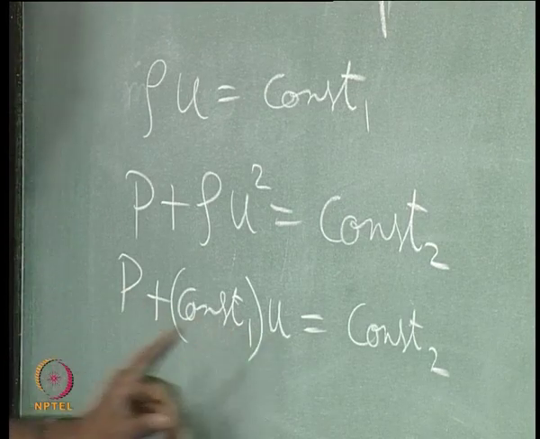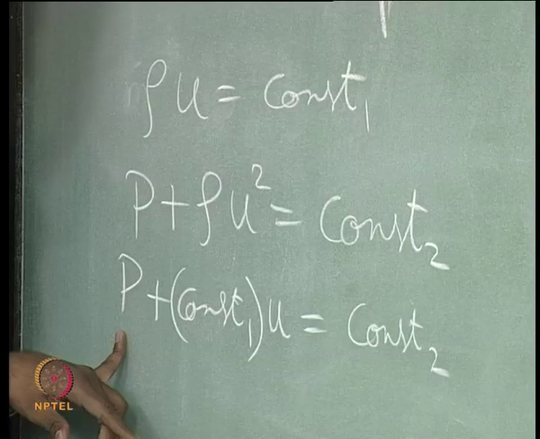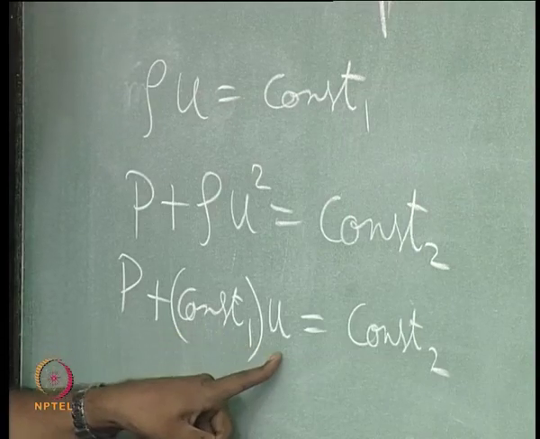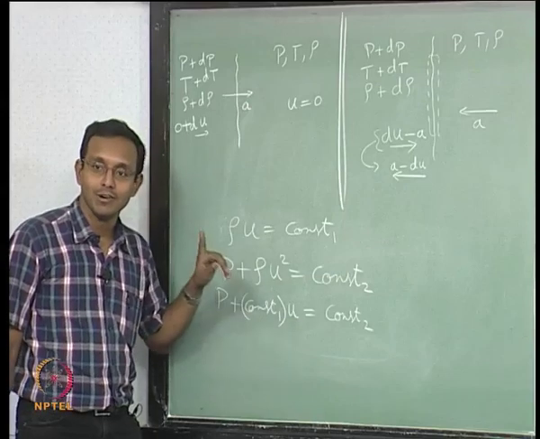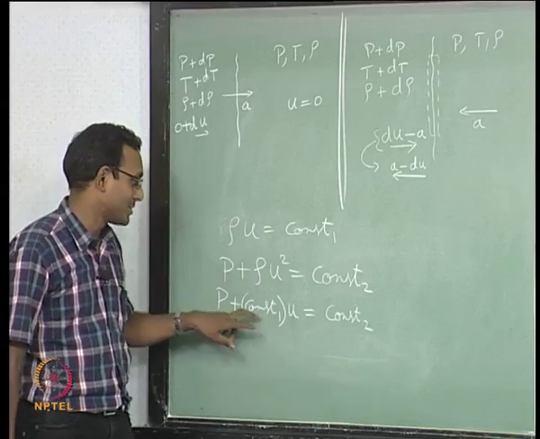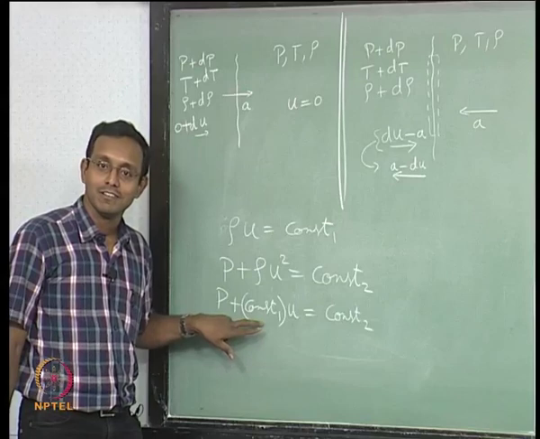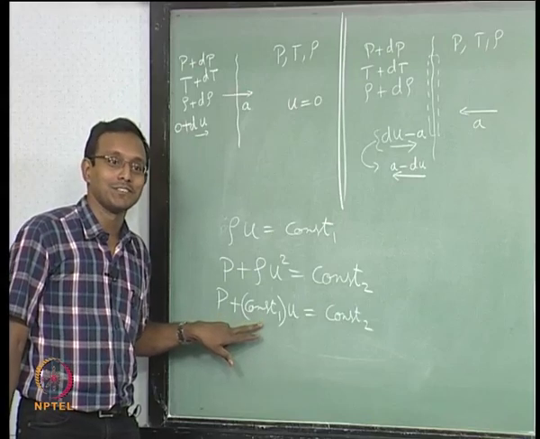I can tell that if my pressure increased due to the wave, then my velocity has to decrease. I am directly saying this. How? Of course I have to know very carefully that constant 1 is positive; if constant 1 is negative it could be the opposite.